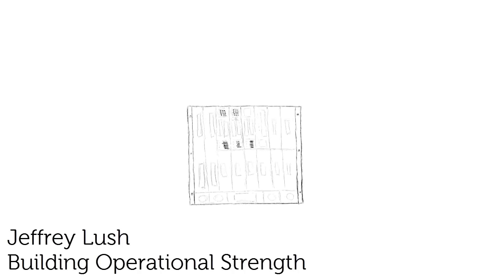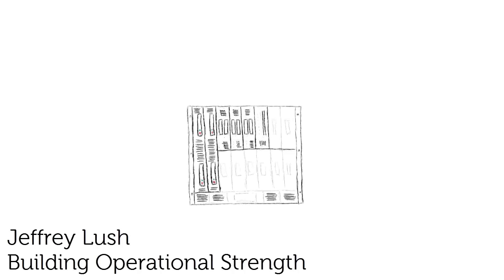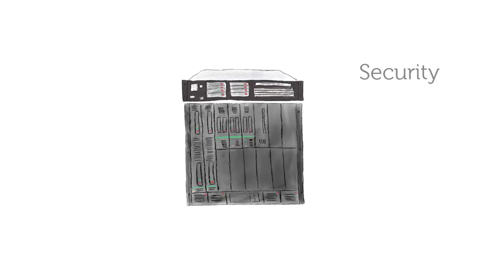Defining operational strength, or building operational strength, within our environment. Today, we're going to start with servers. We're just going to look at blade servers, which I'm drawing out here, and rack servers. Why do we need this? We need to do it to manage our operational cost, our security, and our general operational strength within our environment. So we're going to focus on these three areas: security, cost, and operations.